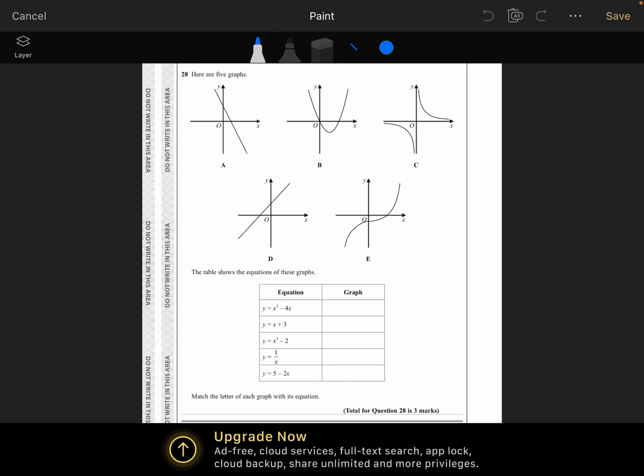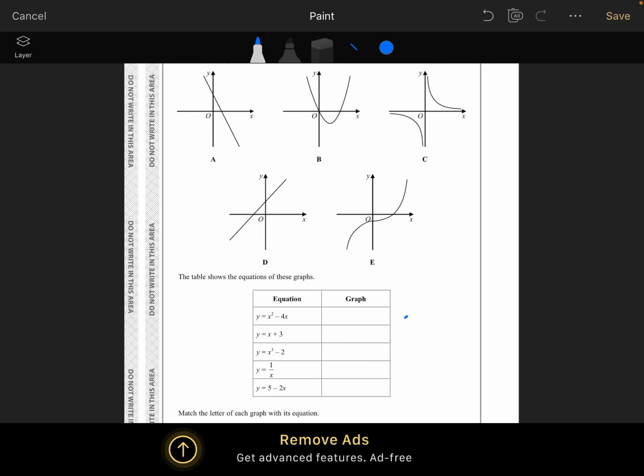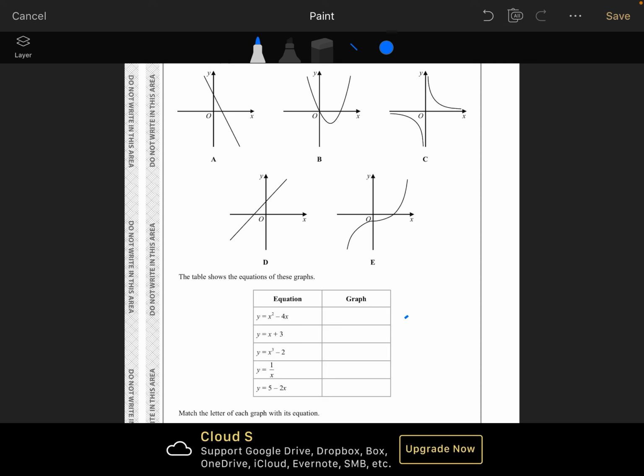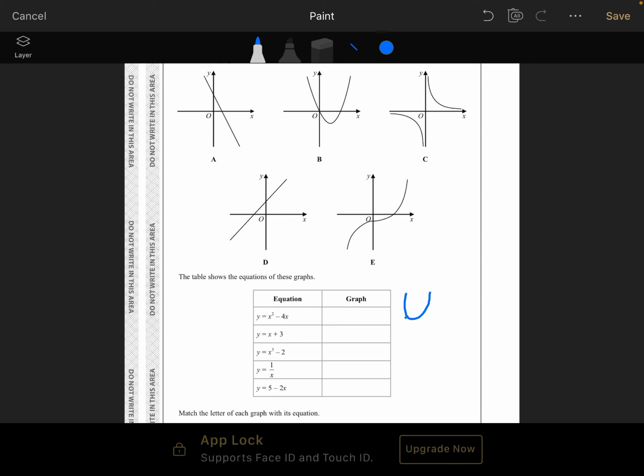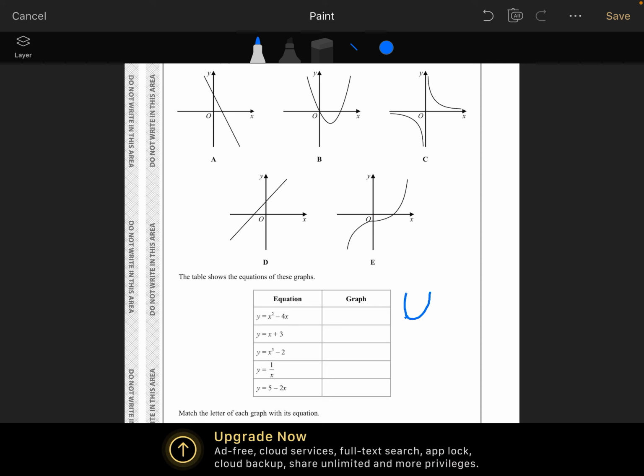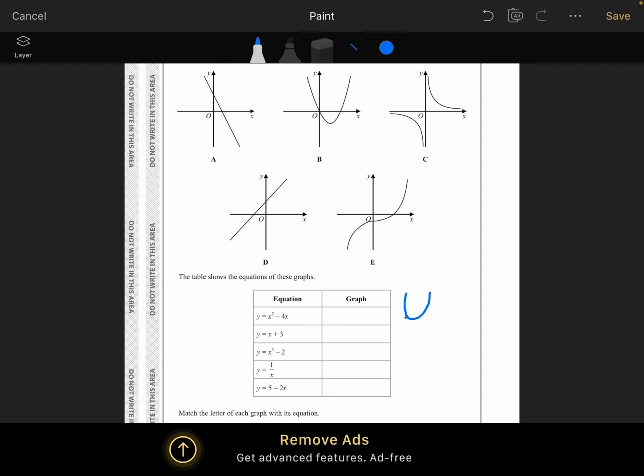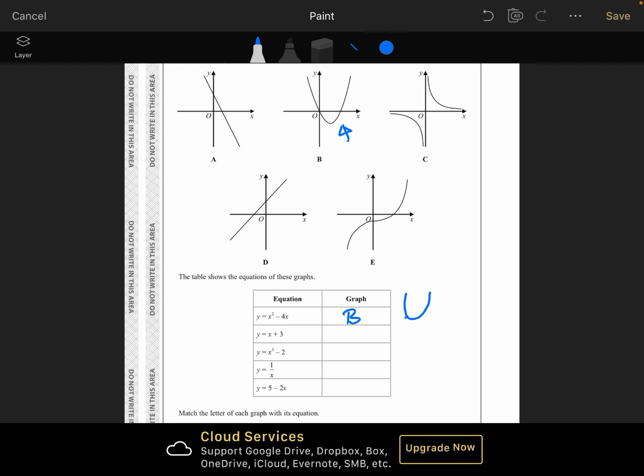Looking at the first one, y equals x squared minus 4x. Well, y equals x squared would look like that in some form. If I then take away 4x, it's still going to be in roughly that form, but it's going to change its shape slightly and move it. Well, the only one that looks like that is this one here. So B is y equals x squared minus 4x.